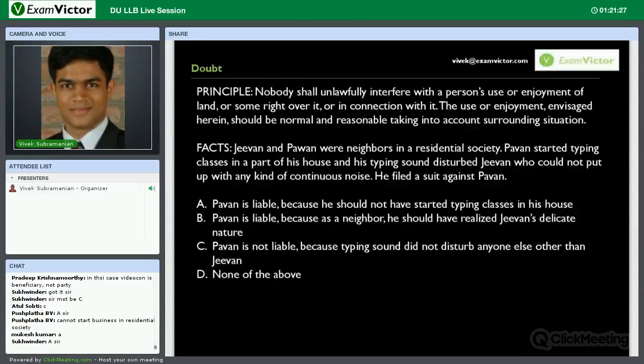And in this case, since he is using it for commercial purposes, therefore it is not the normal and reasonable usage of the property, property being a residential property. The correct answer is A. Pawan is liable because he should not have started typing classes at all in this house, because it's a residential society and it should have been used only for residential purposes. Okay, next one.